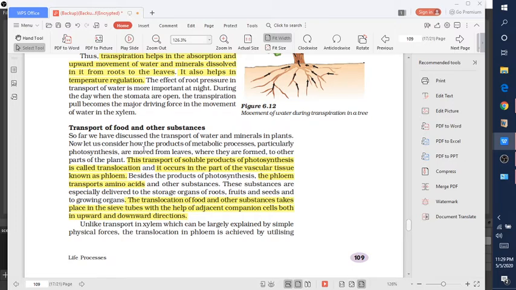After the process of photosynthesis, this leads to a product known as glucose that should be moved from the leaves to other parts of the plant. Now the transport of this soluble product, that is glucose, is known as translocation, in the direction from leaves to other parts of the plant.